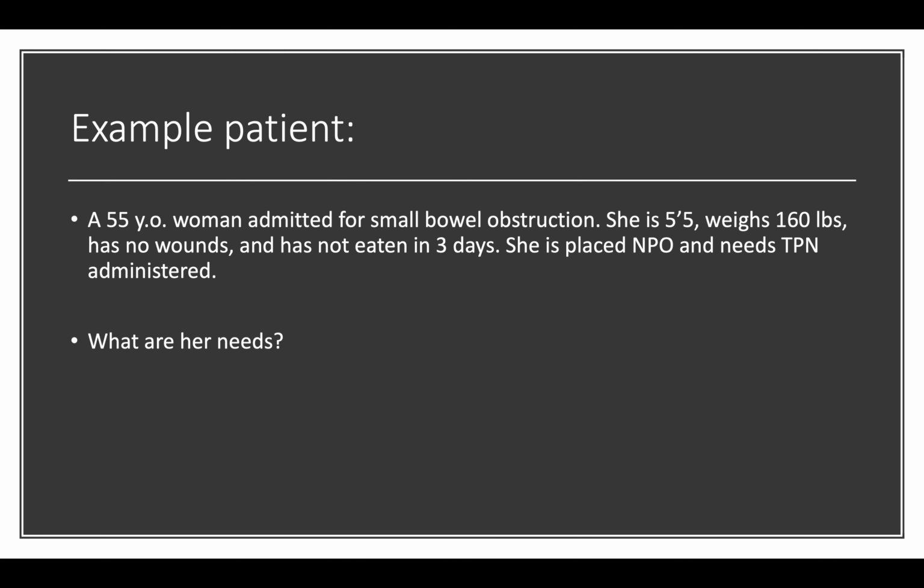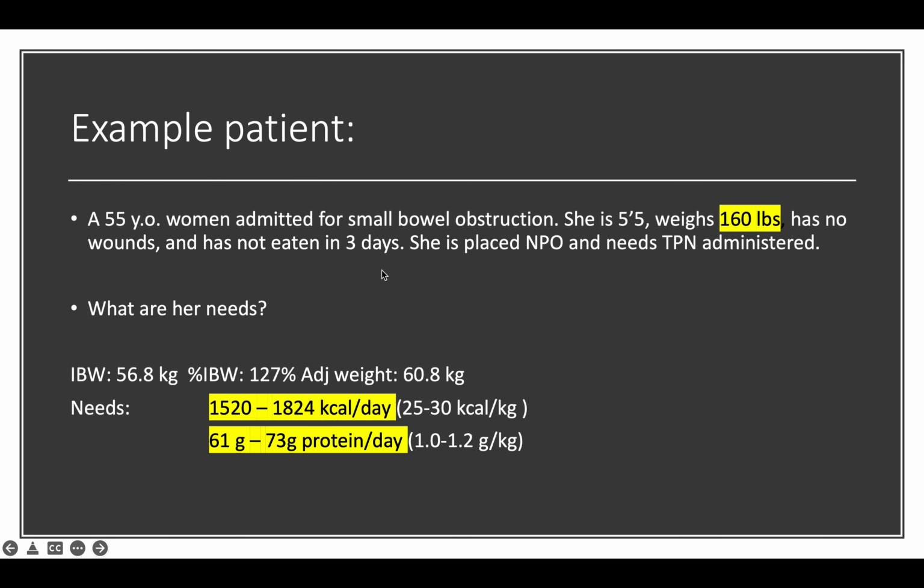Do take into account her BMI and adjusting her body weight, and her ideal body weight. And so you might have to do some adjustments here. Actually, I know you will because I did it myself. You do have to adjust her weight, and we'll get into doing that. So here are her needs, the ones I got. So 55-year-old woman, 5'5", 160 pounds. And so what are her needs?